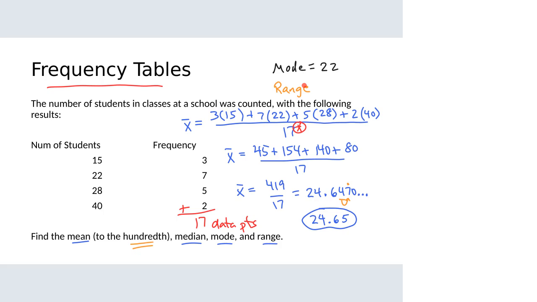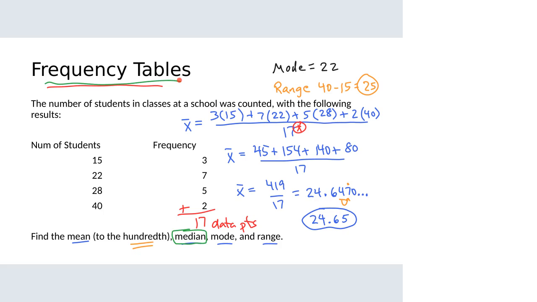So our range here, well, our biggest data point is 40. Our lowest data point is 15. So we'll just subtract. 40 minus 15 is 25. And that's our range. All right, I saved median for last because honestly, I think finding a median in a frequency table is probably the most challenging thing we have in class today. Finding the median from a frequency table.